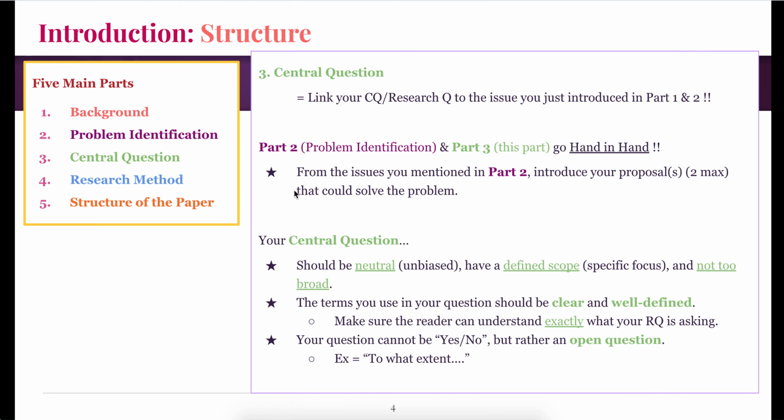You can even go a little bit more specific with your research question, like only make it specific to some countries or make it specific to a certain scenario. You can go more specific than the initial question that they put in your assignment outline. So again, that's basically what your central question is going to consist of.